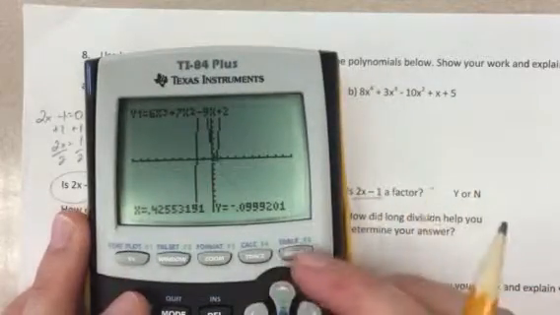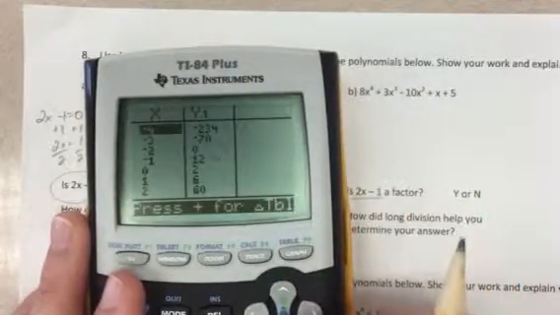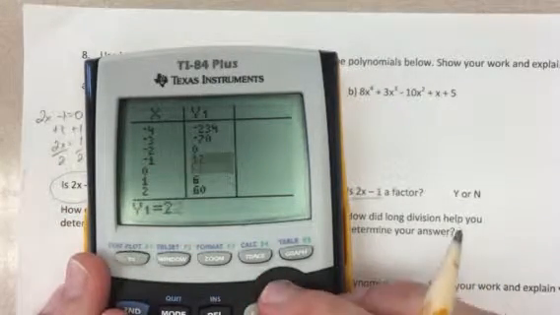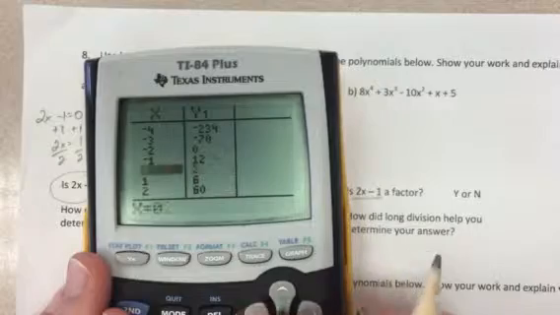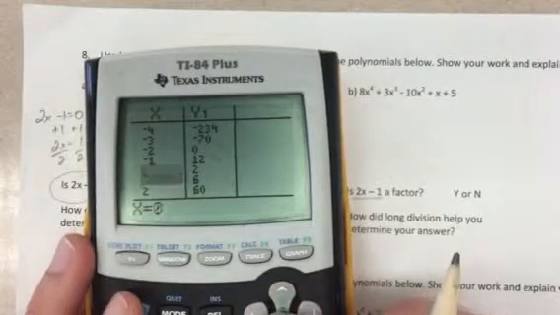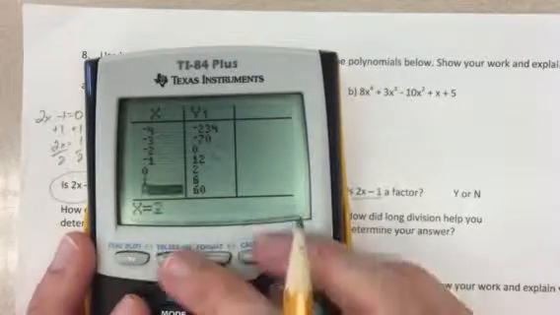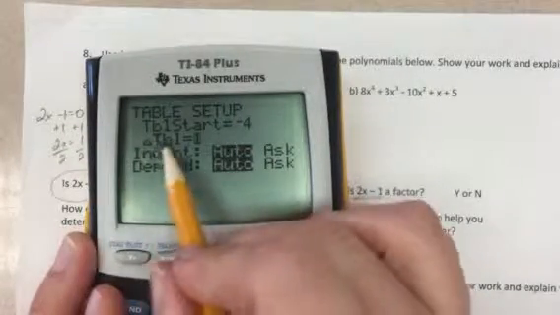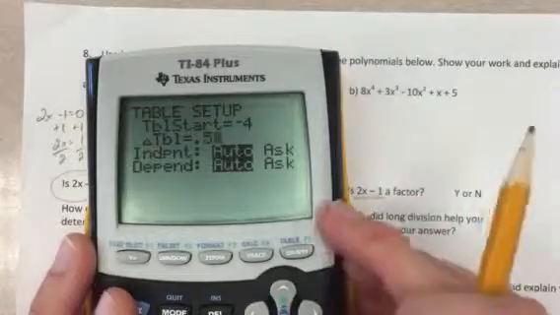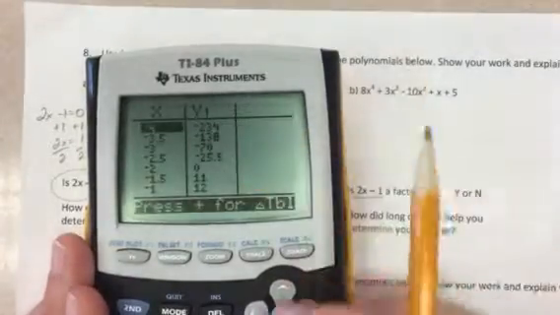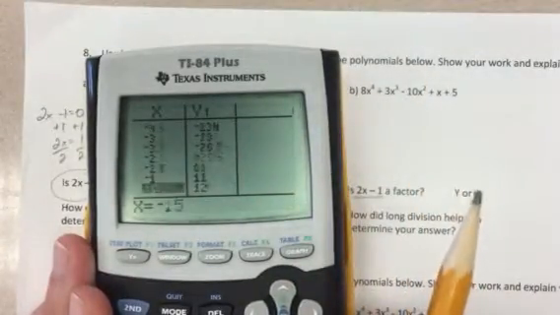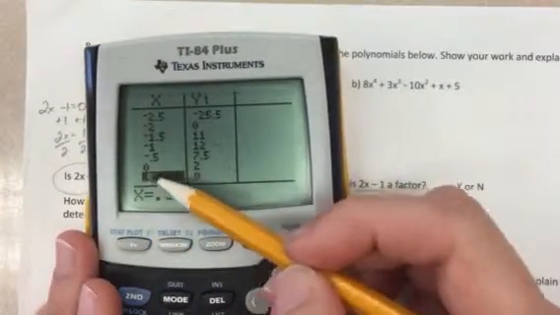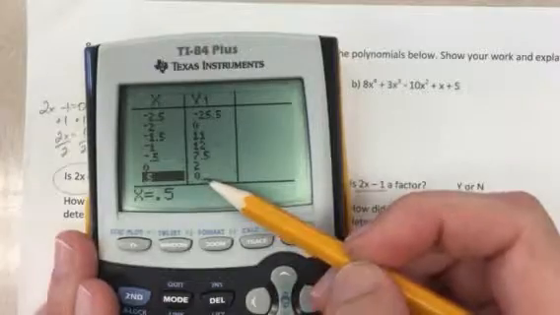So I might like to check the table and see what's happening with my zeros. So I want to find a place where y equals 0 at positive 1/2. And you can't, you're going by ones right here. So remember, you can change your table set to 0.5. Then your table will go by 0.5s. So negative 1, negative 0.5, 0, 0.5, and look what happened here. At 0.5, my graph came to a 0.